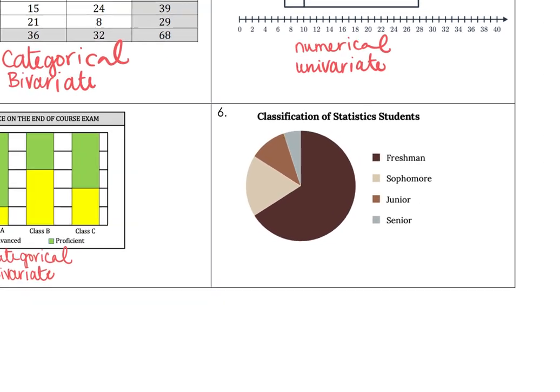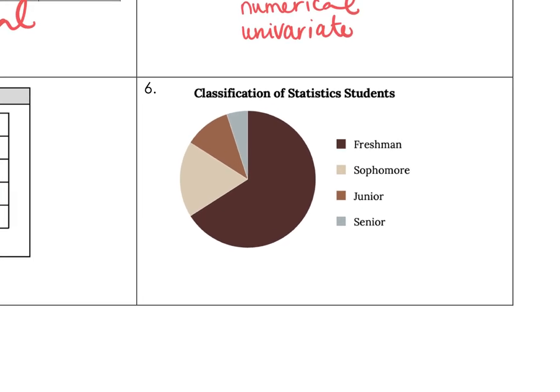And last but not least, we've got this pie chart. This pie chart is telling us what grade level these stats students are in. Are they freshman, sophomore, junior, or senior? So is that a category or is that numerical? Category. What category do you fall in? What grade level, right? So categorical. And then how many different variables were we looking at here? Just 1. What grade level are you in? That's it. So univariate.